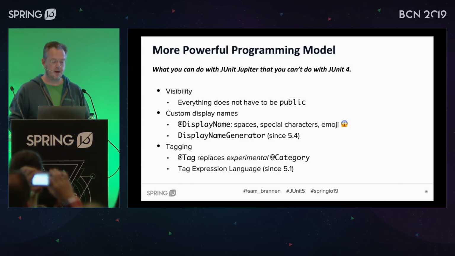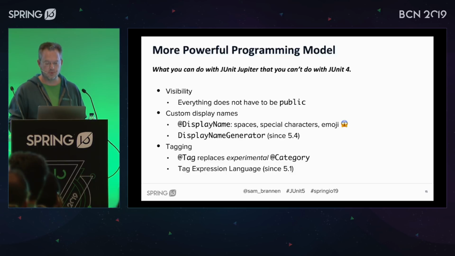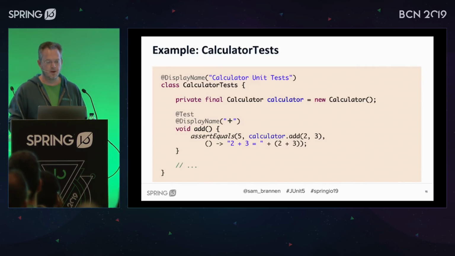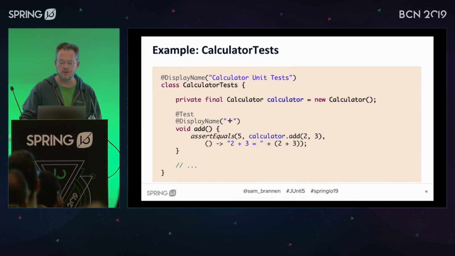In addition, we have a tag expression language, so you can say like this thing and this thing, or this thing and not this thing, and you can build up a tag expression to select which tests to run. So here's an example, calculator tests.